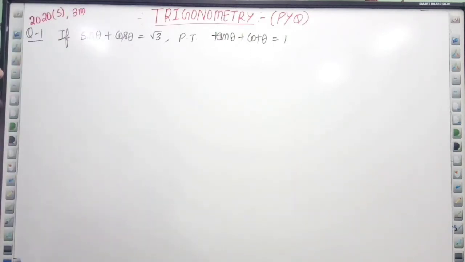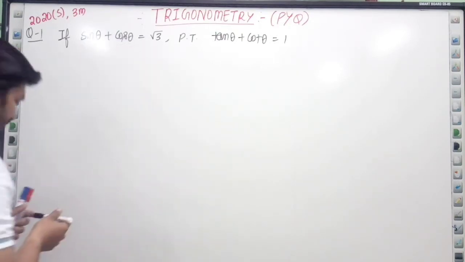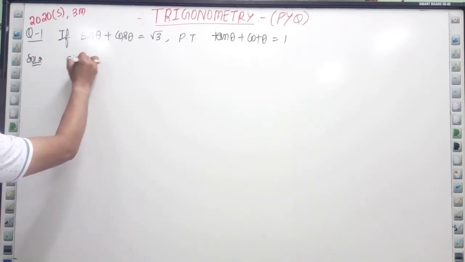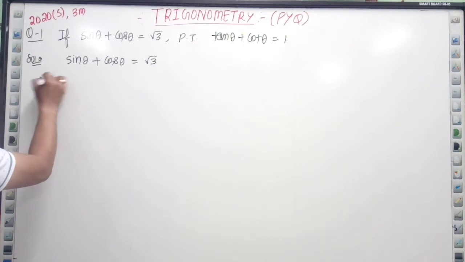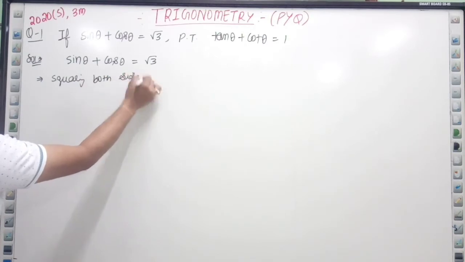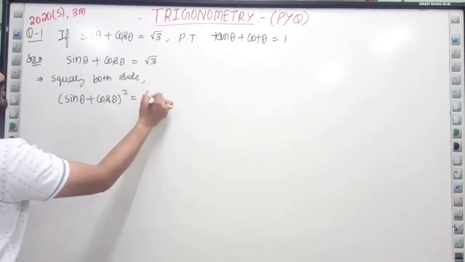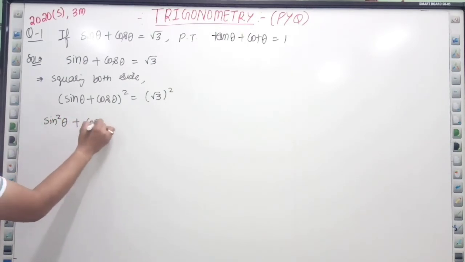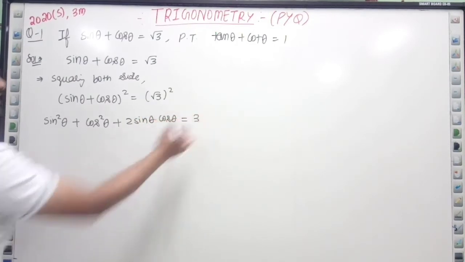Now I need to prove tan plus cot equal to 1, given sin plus cos equal to root 3. So I will just simplify the equation. Sin theta plus cos theta equal to root 3, that is given to me. If I square both sides, what will I get? (sin theta plus cos theta) whole square equal to root 3 whole square. a square plus b square plus 2ab, and root 3 whole square is 3.